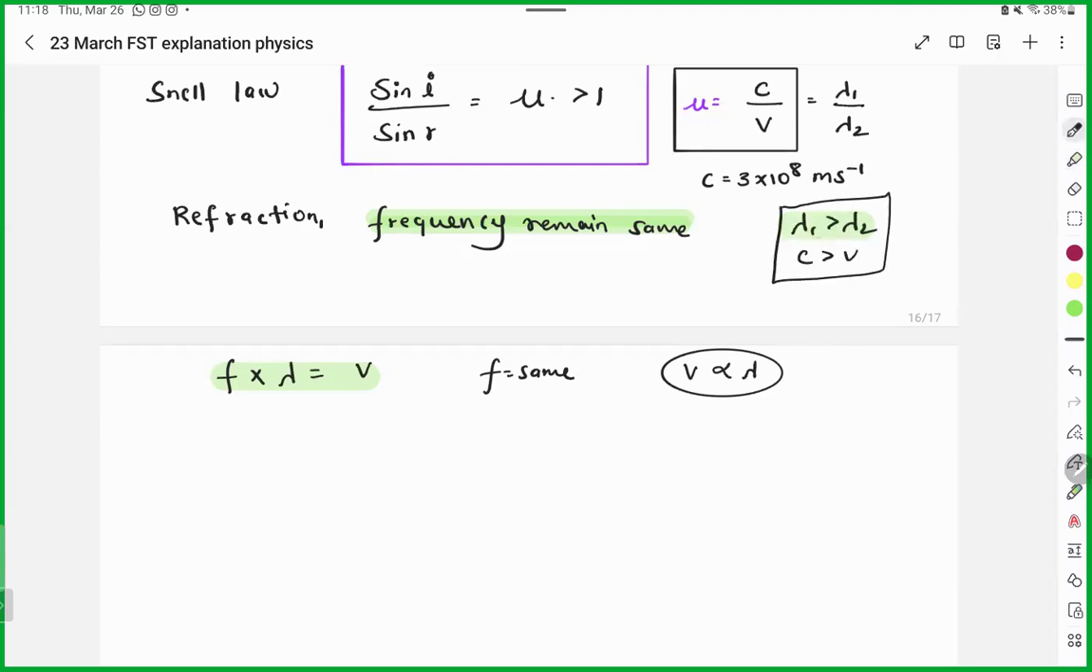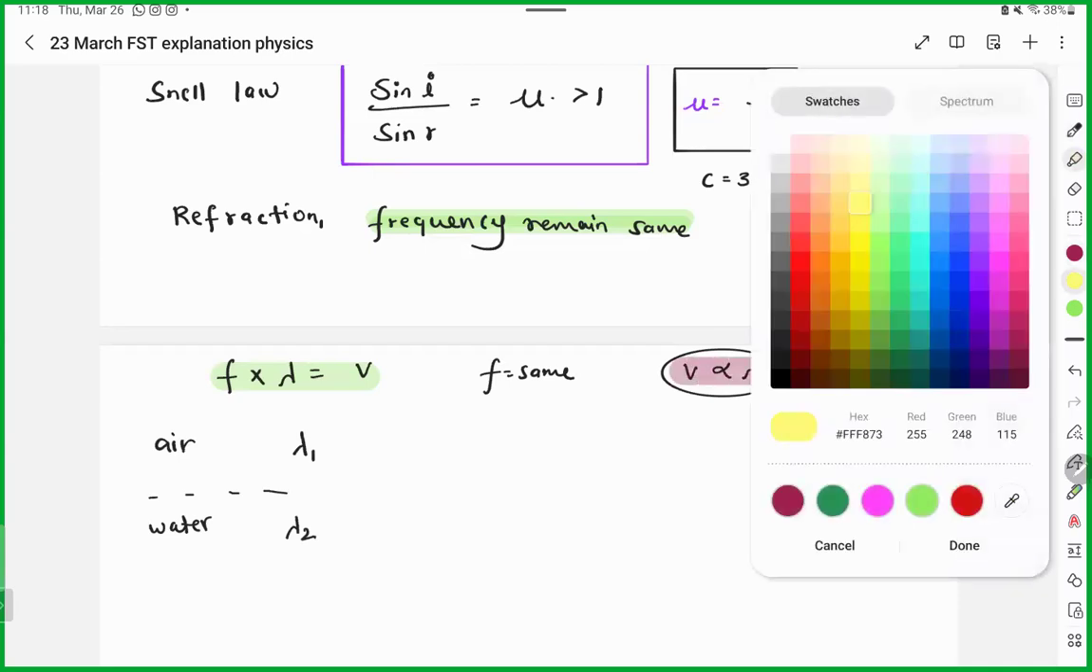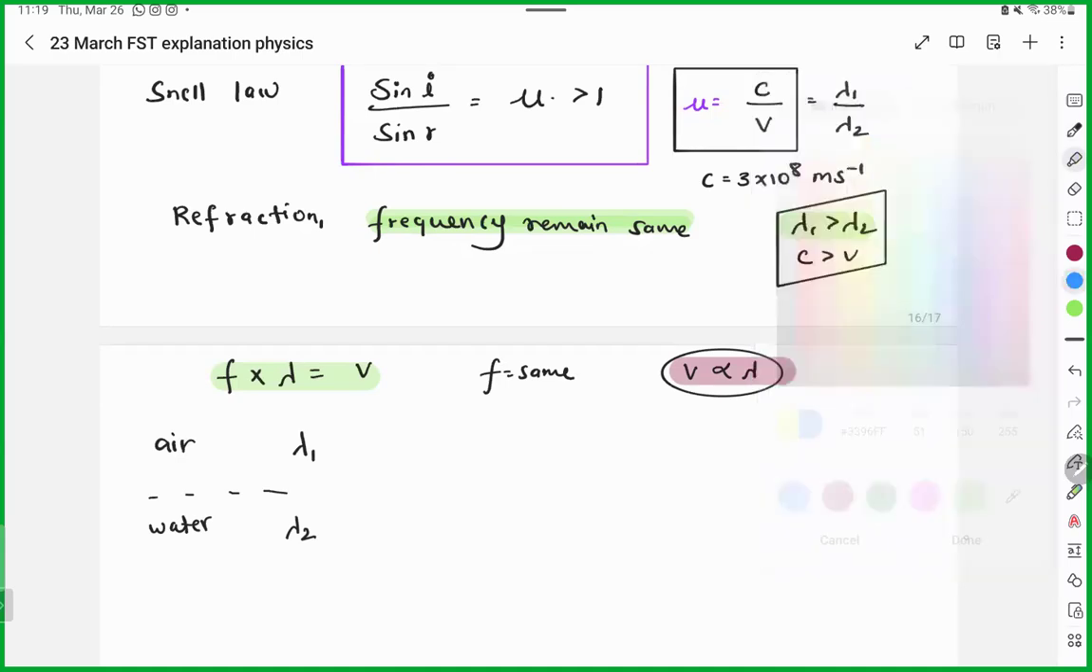If this is the situation, if light is moving from air to water, we know speed will reduce. Always, speed will always reduce. If speed is reducing, what will be the change in the wavelength? Wavelength will also reduce. When speed decreases, wavelength decreases. How do we know this rule? Any doubt, guys? Very, very, very important.